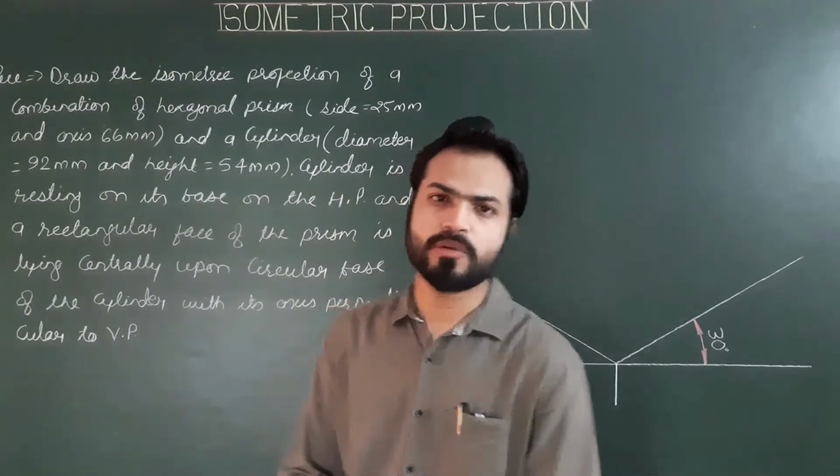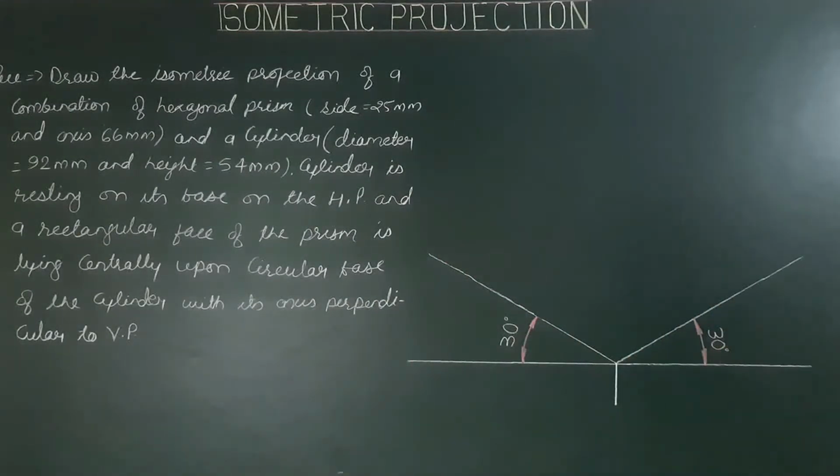Today we have a new problem, a new combination of a hexagonal prism and a cylinder. Let's begin with the problem. Draw the isometric projection of a combination of a hexagonal prism, side 25 mm and axis 66 mm, and a cylinder, dia 92 mm and height 54 mm.